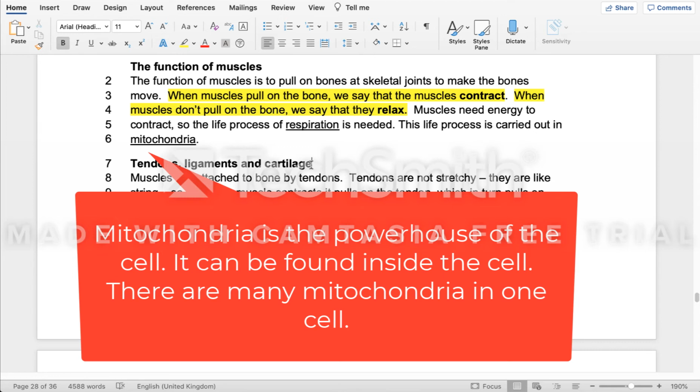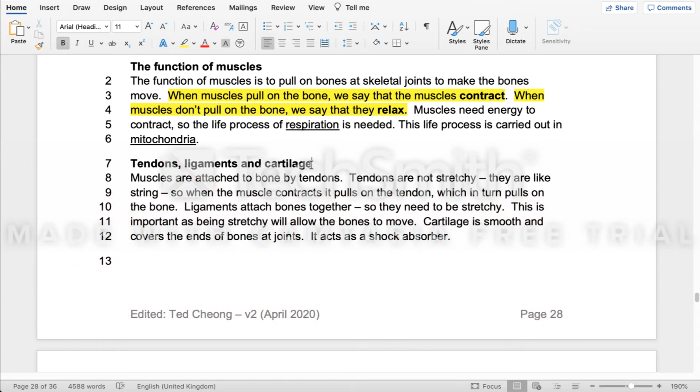Okay, so moving along. This is where we get some of the more vocabulary terms, so please make sure that you're following along. Muscles are attached to bone by tendons. So there's your first word. Muscles are attached to bone by tendons.